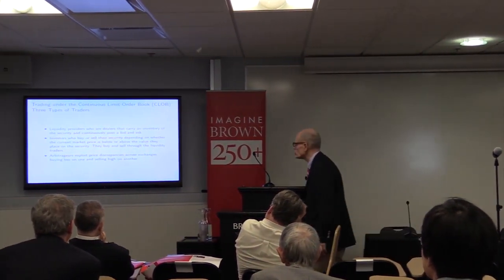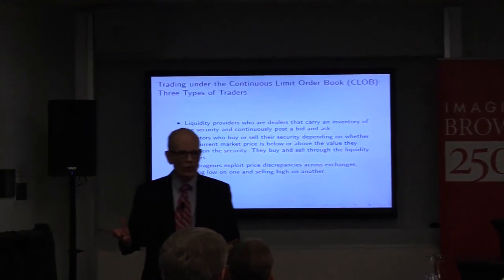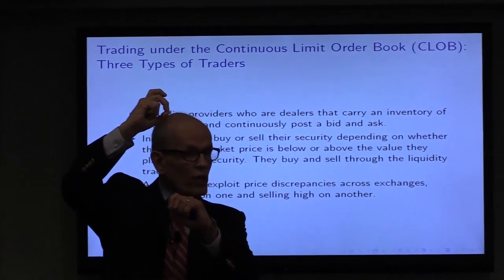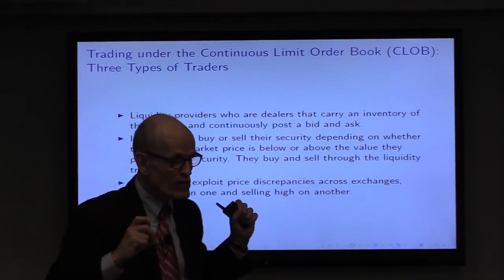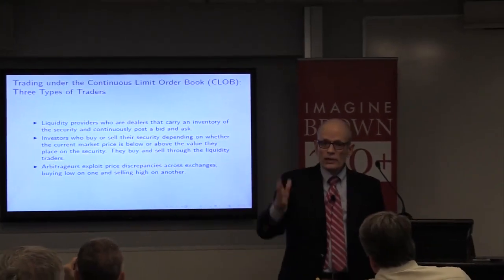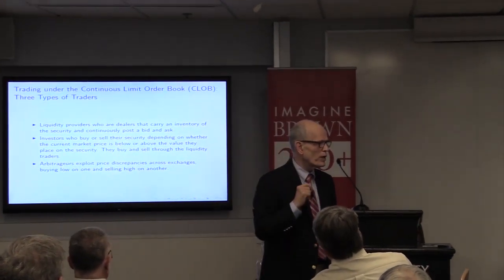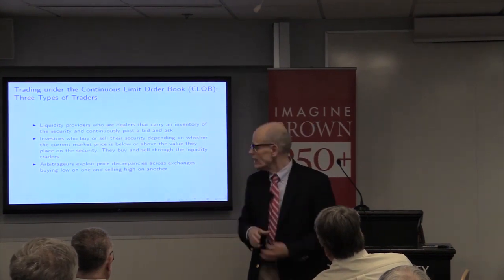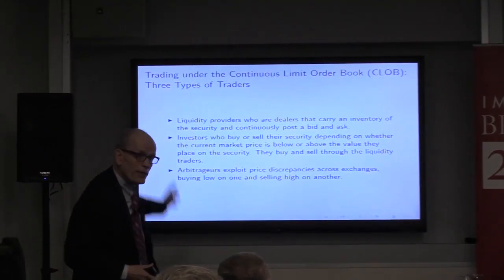Now, there are going to be three types of traders. There are liquidity providers, who are dealers that carry an inventory, and they're always posting a bid and an ask. They're willing to buy from you for a lower price than they're willing to sell for. So if I'm an investor saving for retirement, I can go in and buy from them. They'll have to sell it. But if I change my mind and immediately sell it back to them, they keep some money. And they make a living that way. They keep the market liquid so you can always buy. I'm an investor.